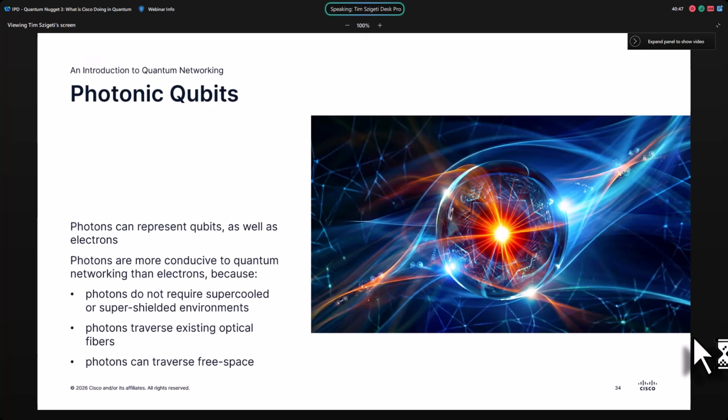The preferred and most proven and effective qubit modality for transporting quantum information is photons. Photons do not have to be super cooled. Huge, huge benefit. So they can operate at room temperature. They can operate over existing fibers. That's huge, because if you had to rebuild infrastructure for everything to achieve your communications, it would be cost prohibitive. Not only that, it can traverse free space, so you can use these over satellites as well. So that's why we use the quantum modality of photonics for transporting qubits.